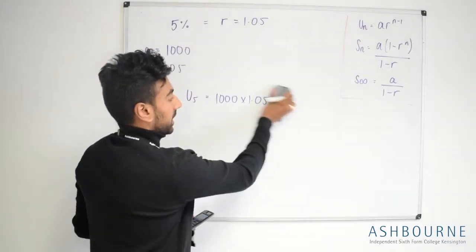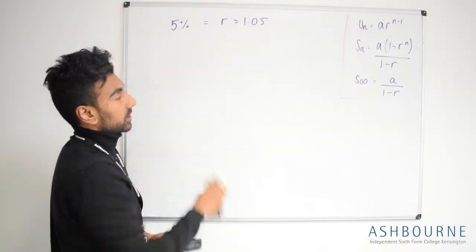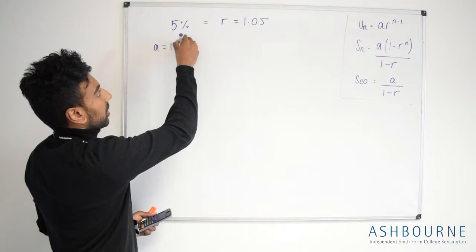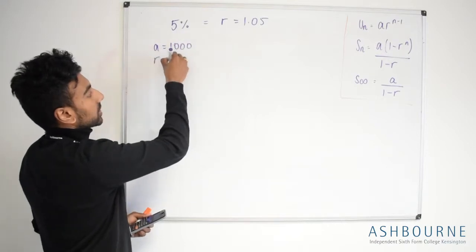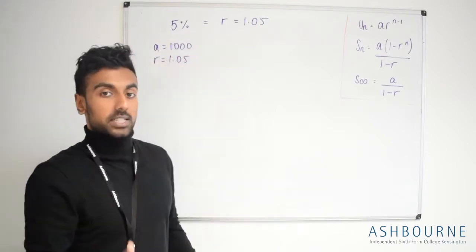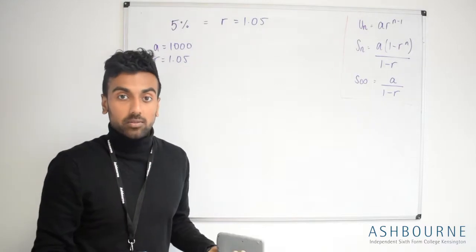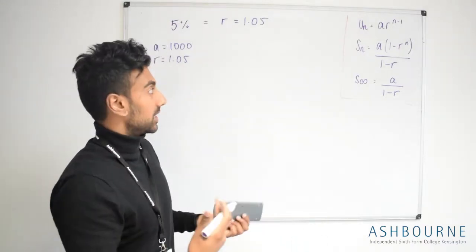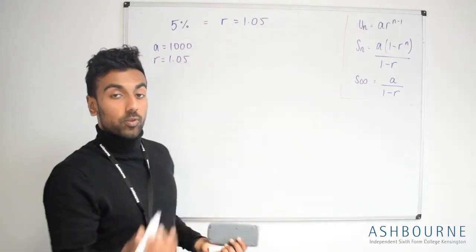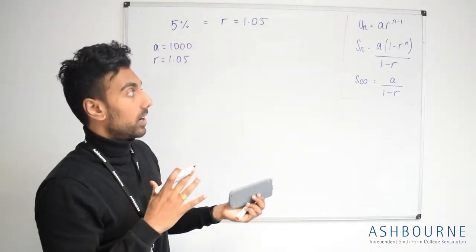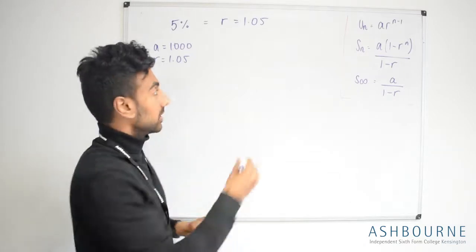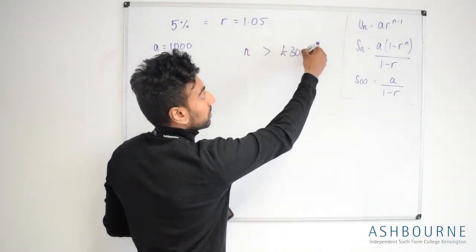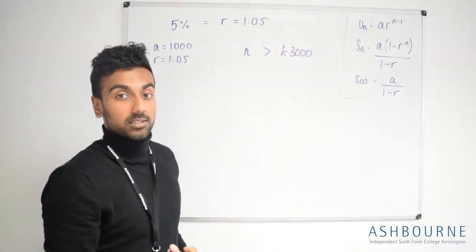Another question you might get, we'll stick with a similar scenario here, is they might ask you, how many years is it going to take before your bank account goes above £3,000? Okay, let's say that. So how many years before we're greater than £3,000? We're trying to find the value of n that gives me greater than £3,000. I want to know which term that is.